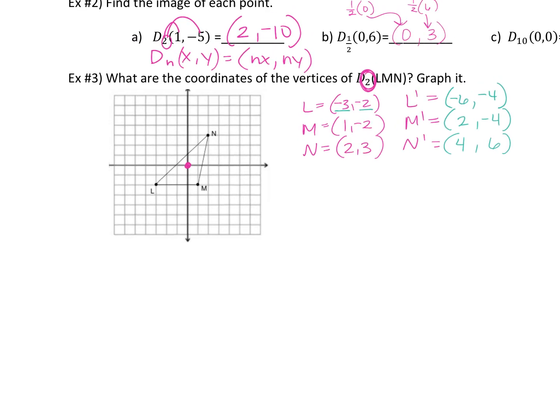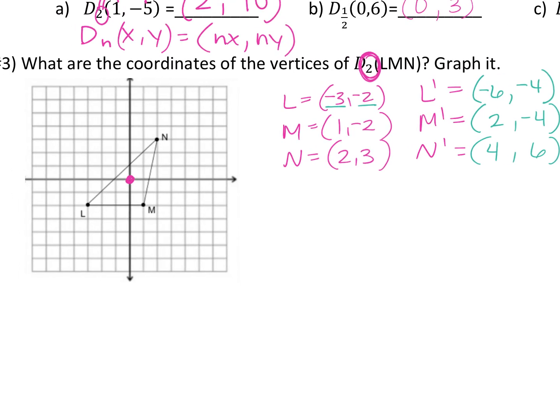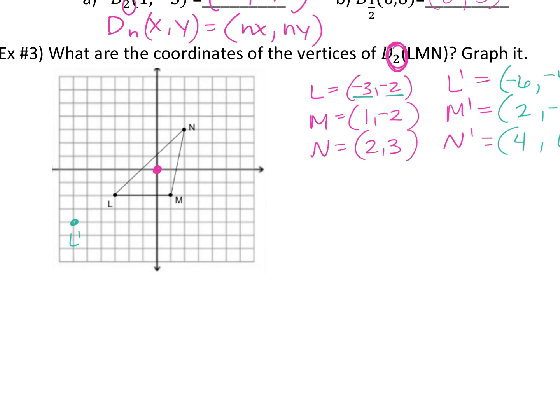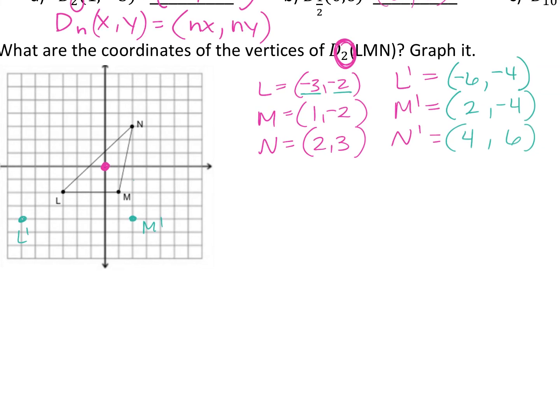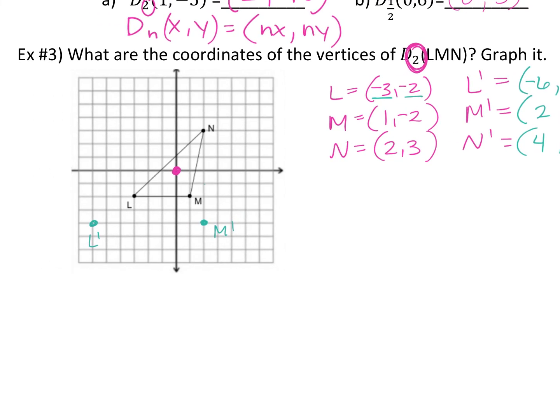Now watch what happens. If you plot those points, -6, then 1, 2, 3, 4, there's L prime. M prime is at 2, -4. Okay, and then N prime is at 4, 6. Yikes, 1, 2, 3, 4, 5, 6. Okay, and then you draw that triangle in. Pardon my not straight lines.